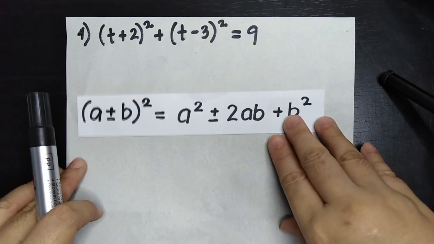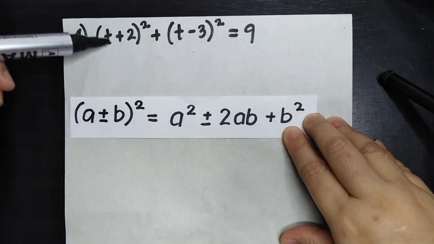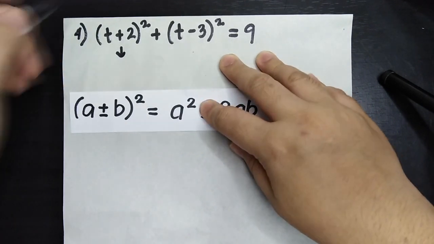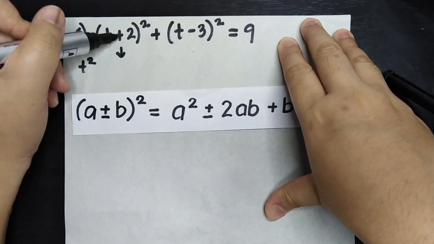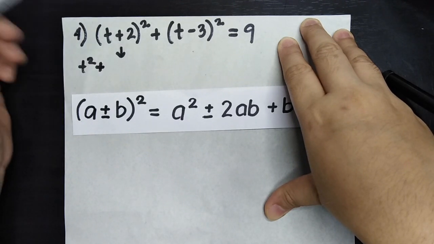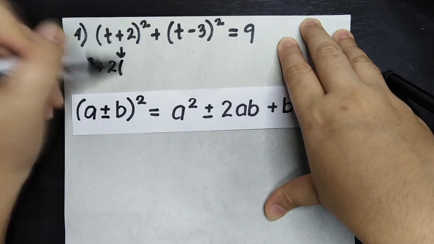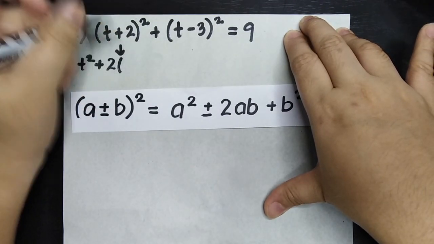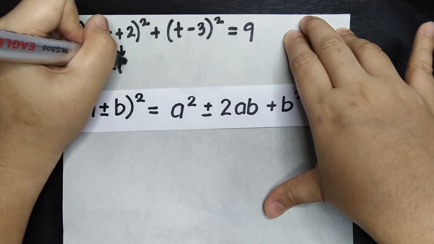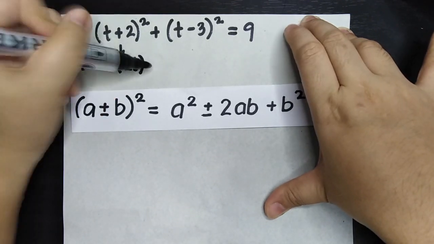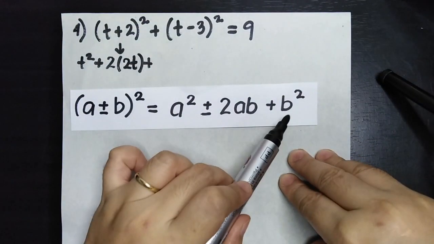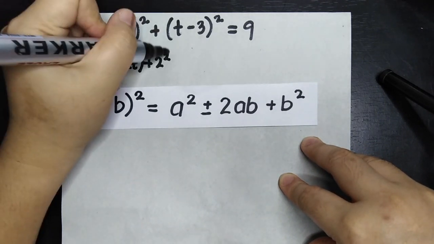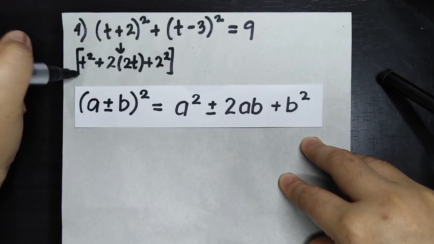So, gagawin natin yung ginawa natin kanina. So, the first term will be squared. Dito muna tayo. Okay? So, that is t squared. And then, since plus, so we will use plus twice, kasi ito yun, twice the product of t and 2. So, ang product ng t and 2 is 2t. And then, plus, so ito yun, plus 2 squared. Ayan. So, lalagyan lang natin ng grouping symbol.